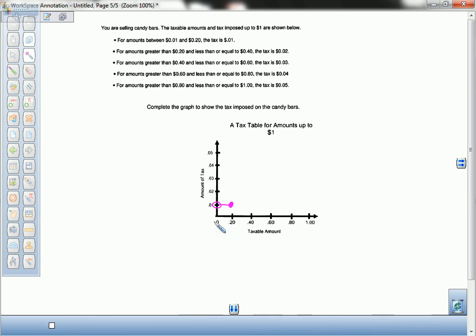Okay, and then the next statement says, greater than 20 and less than or equal to 40 is 2 cents. So at 20, it's an open circle. But as soon as we go past 20, all the way over to 40, I didn't line that up well. There we go. It's 2 cents. Okay, take a moment and see if you can finish that graph.